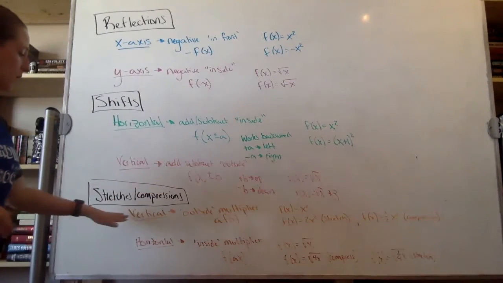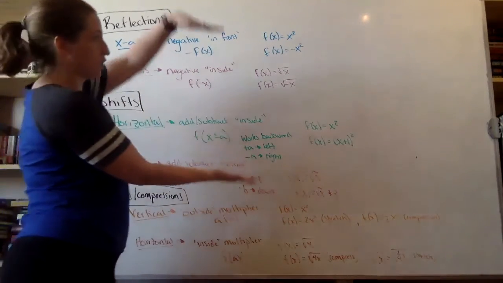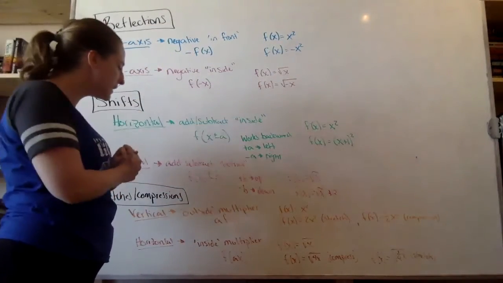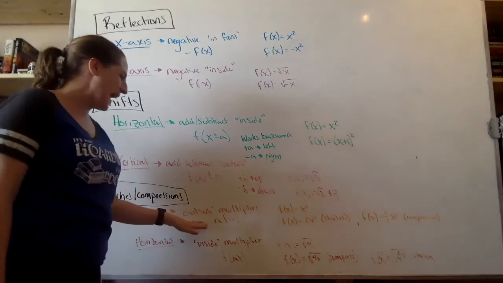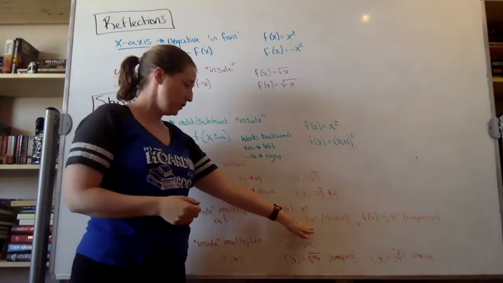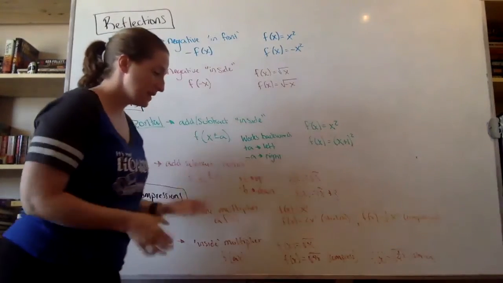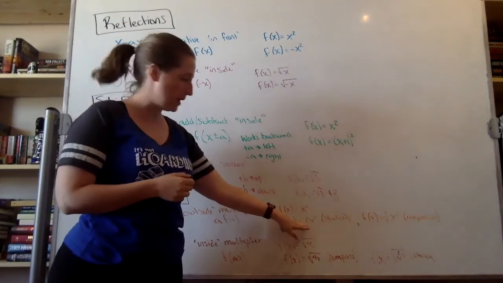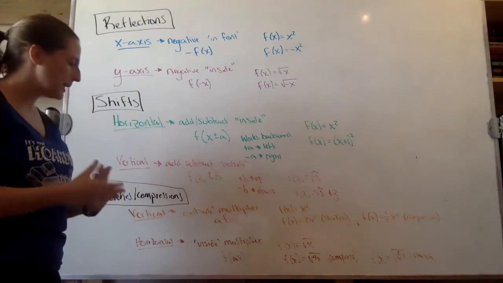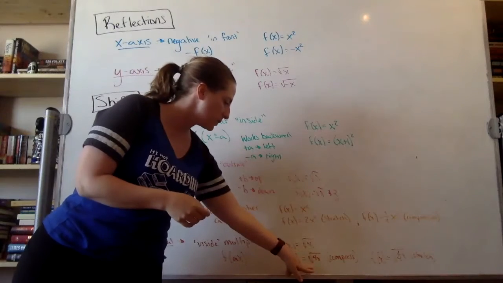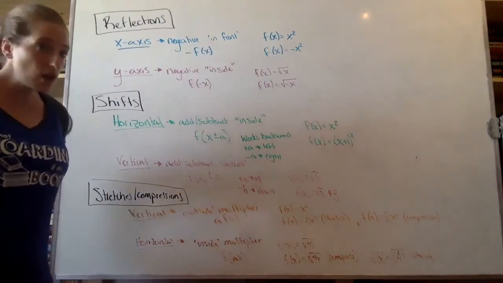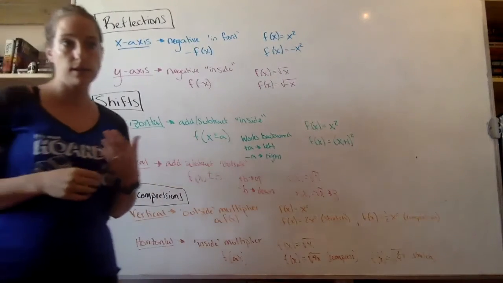Stretches and compressions, we can do those again vertically and horizontally. So I can stretch vertically, I can stretch horizontally, or I can compress vertically, compress horizontally. Okay, vertical stretches are outside multipliers. So we're multiplying in front of everything, such as x squared and 2x squared or 1/2 x squared. That's going to be a stretch if our multiplier is bigger than 1, and it's going to be a compression if our multiplier is less than 1. And then horizontally, we're multiplying inside. So the square root of x compared to the square root of 4x and the square root of 1/4 x. With those things, we can sketch a graph of most any function that's in transformed form.